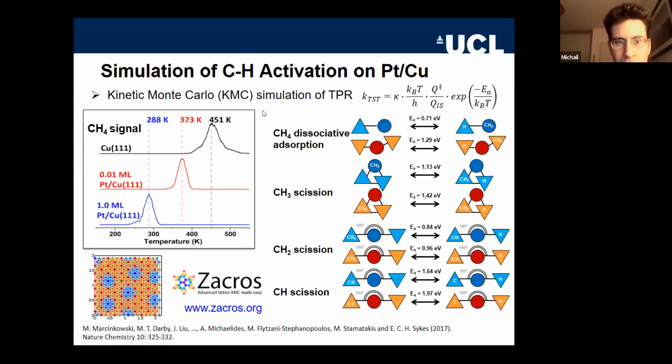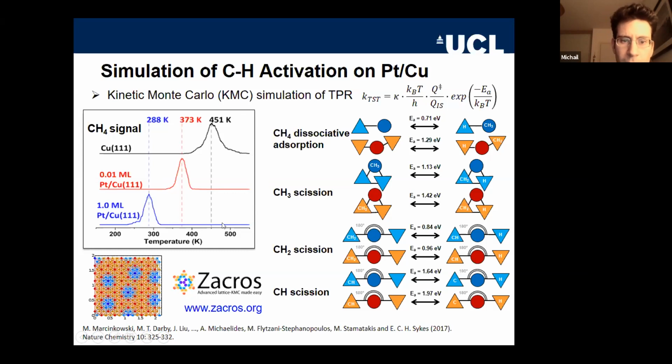So here I only show the theoretical results, but the peaks and the overall behavior of these curves are in excellent agreement with experiments. Bottom line is that if you use platinum to do CH activation, you can do it at very low temperatures. However, eventually you're going to coke the material, so your catalyst will become inactive.